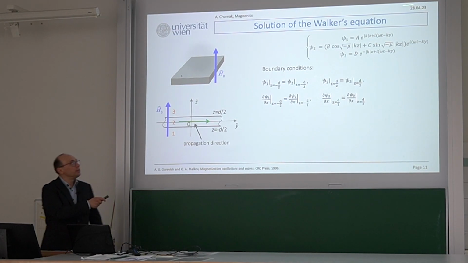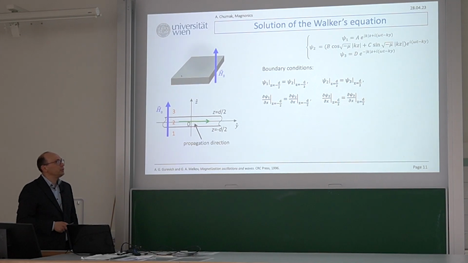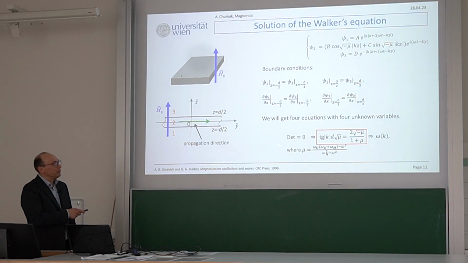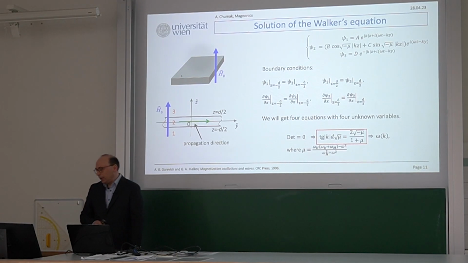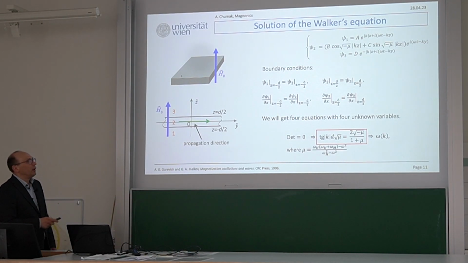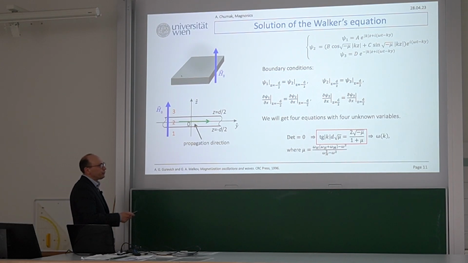Then you plug into the boundary conditions. You will get bulky formulas, but you can find a solution if you find the determinant of this system and make it equal to 0. After you do this, you will get the dispersion curve in a very non-straightforward way. On the left side, there will be the tangent of kd times the square root of mu, and on the right side will be something dependent on mu. And mu is our complicated formula.